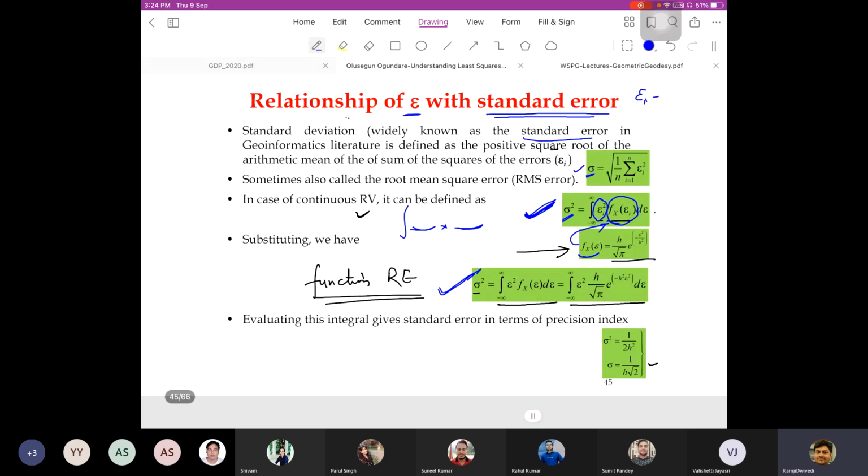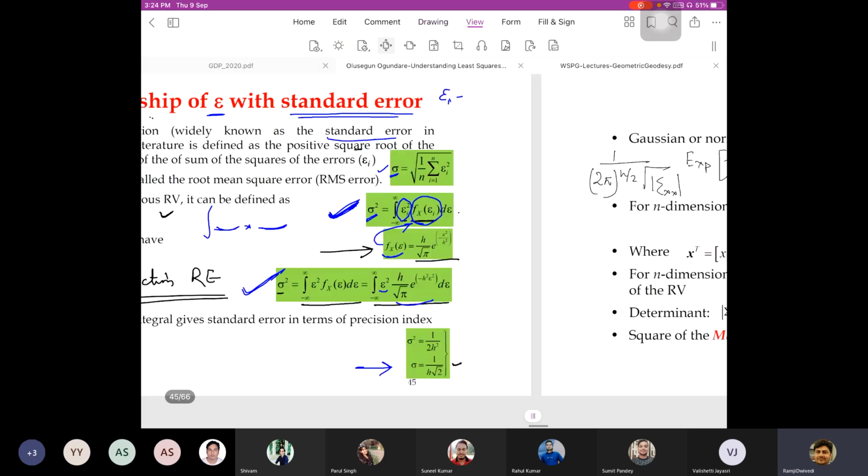Anyways, I hope you are following it. So it is again from minus infinity to infinity, e square h by root pi, and obviously the equation which we have written, minus h square e square. Evaluating this integral will ultimately give the standard error in terms of the precision index, and you will get sigma as 1 by h root 2, which in fact we have seen in the previous one also.